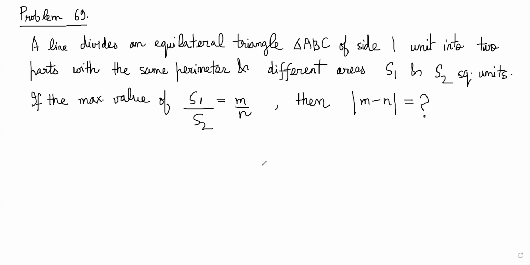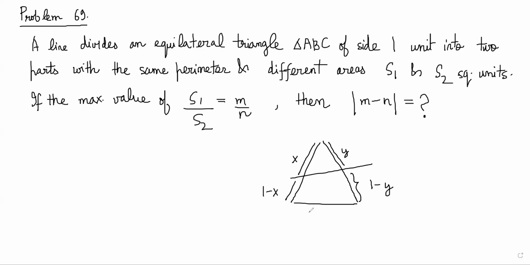Okay. So we have a triangle ABC which is equilateral and its side length is 1, and a line that divides that triangle into two areas. So we can make a line any way we like. Let's say this length is x. So this side will be 1 minus x. If this portion is y, this much will be 1 minus y. And let's label it A, B, C. Let's call this D and E.